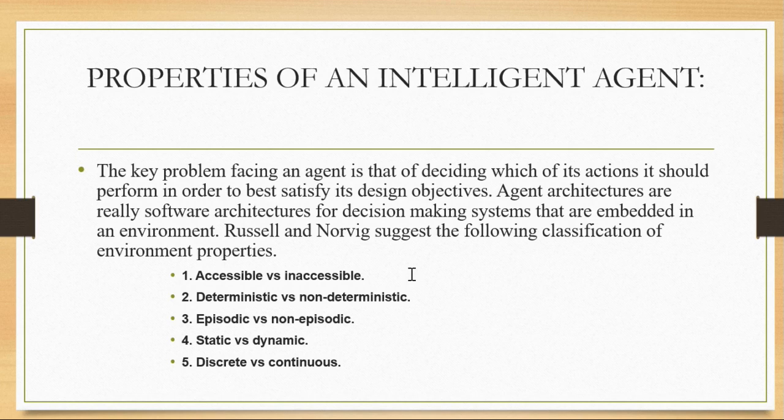Next is static versus dynamic. We all know what static and dynamic mean. A static environment is one that can be assumed to remain unchanged, except by the performance of actions by the agent. Unchanged is static and changeable is dynamic, right? A dynamic environment is one that has other processes operating on it, and which changes in ways beyond the agent's control. The physical world is a highly dynamic environment. There are lots of changes in day-to-day life, right?